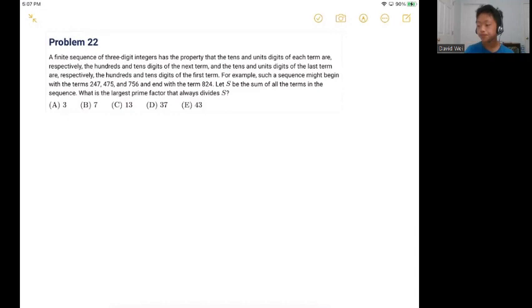They say, for example, such a sequence might begin with the terms 247, 475, and 756, and end with the term 824. Let S be the sum of all the terms in the sequence. We want to know what is the largest prime factor that always divides S.